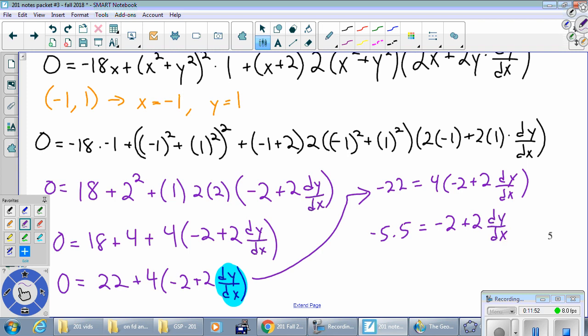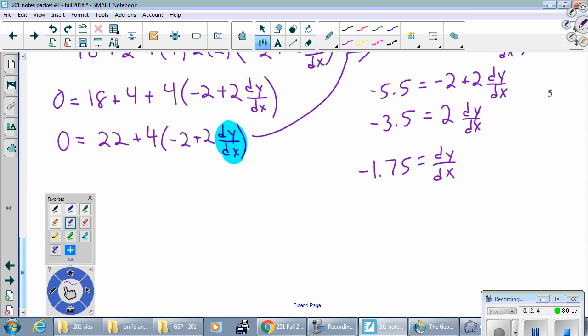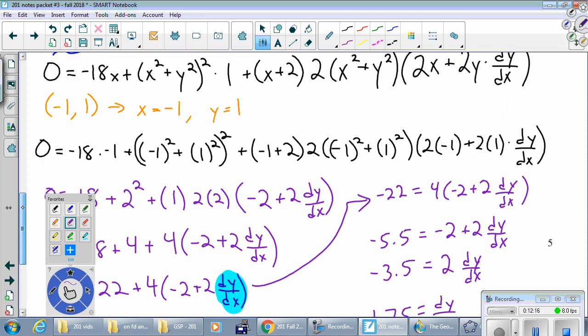Okay, then we're going to add the 2 to both sides. So we get negative 3.5. Then we're going to divide both sides by 2. Again, we've been trying to get the dy dx by itself. So we divide both sides by 2, negative 1.75 equals dy dx. Hey, how about that? The slope of this tangent line is negative 1.75. Not scary, not a bad number.